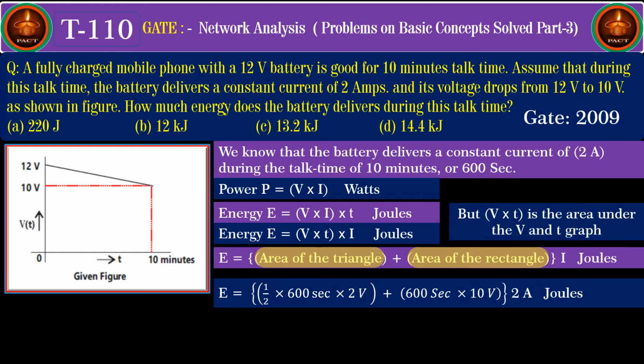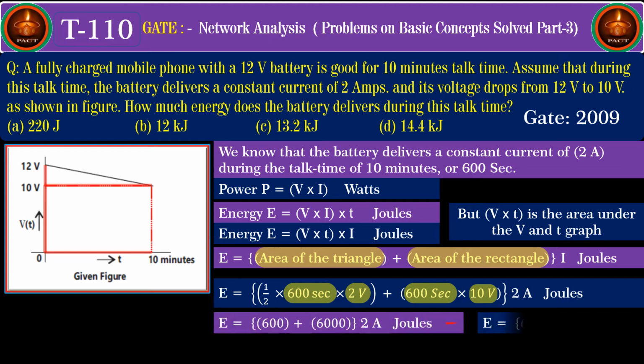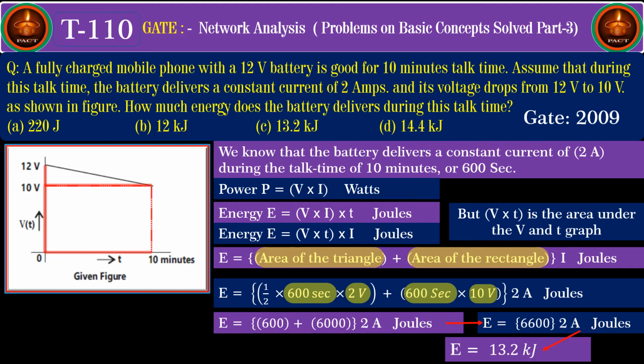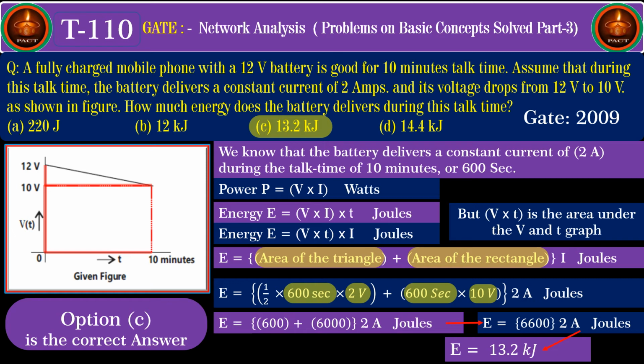So, energy E is equal to half into 600 seconds into 2 volts plus 600 seconds into 10 volts into 2 amperes. That is simple. So by solving, we get energy E is equal to 6600 into 2 amperes, and by solving further we get E is equal to 13.2 kilojoules, and hence option C is the correct answer. Very simple and tricky, isn't it?